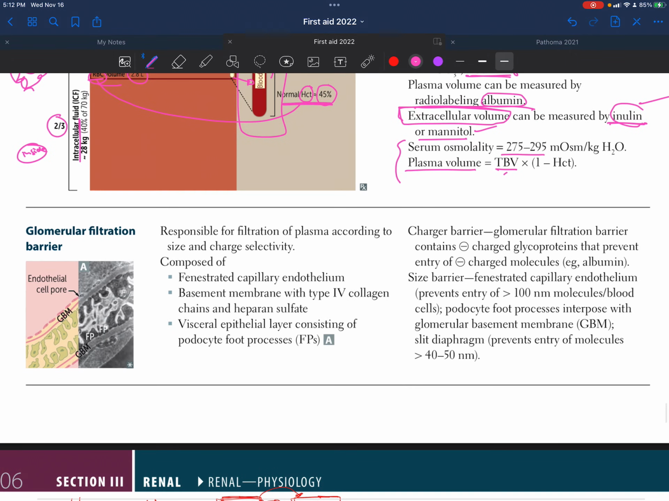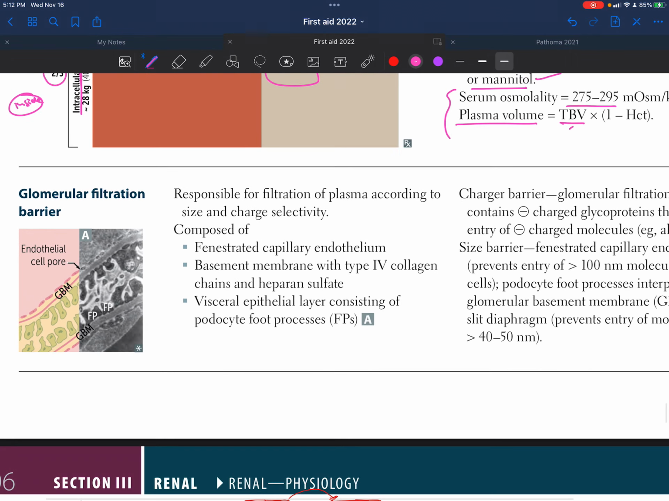The glomerular filtration barrier is responsible for filtration of plasma according to size and charge selectivity. We have the afferent arteriole coming over here and making this corpuscle of blood vessels, and then leaving as the efferent arteriole, with the Bowman capsule surrounding it and ending as the tubule. What is taking place here is filtration: the blood needs to be filtered, and that filtrate passes through the renal tubules.